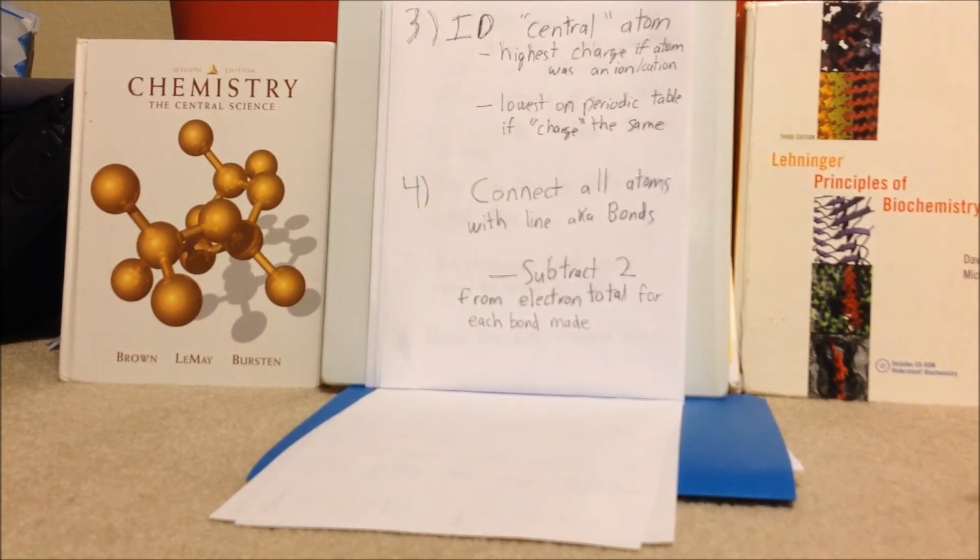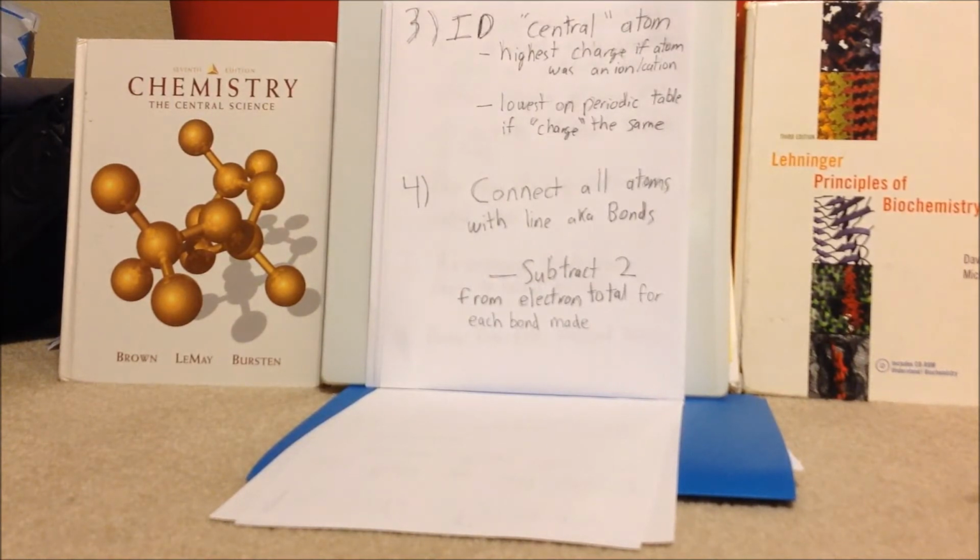Now it comes occasionally that you have two atoms that would have identical charges, say like oxygen and sulfur in the sulfite or sulfate anions or the sulfur dioxide. In that case, you will always choose the lowest element on the periodic table if the charge is the same. So in the sulfate, sulfite, sulfur dioxide case, sulfur, not oxygen, is the central atom because it is lower on the periodic table.